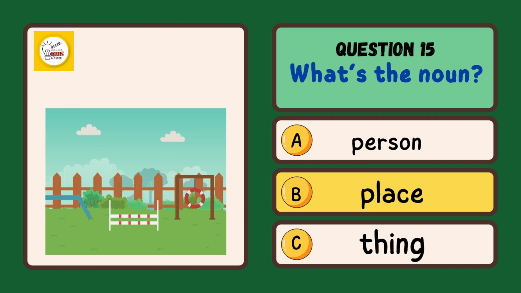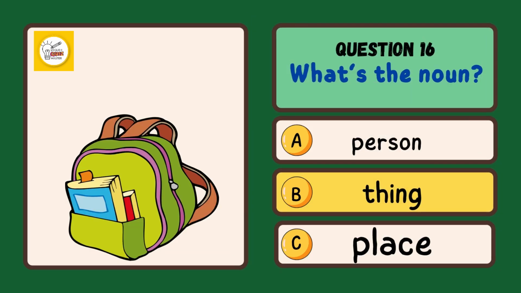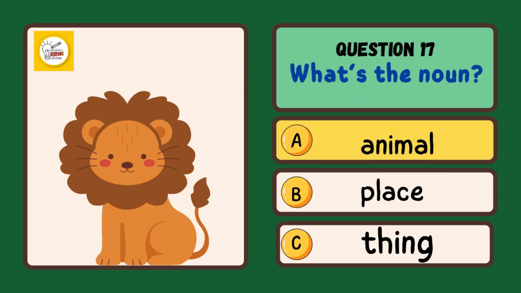Question number 15. The correct answer is B. Place. Question number 16. The correct answer is B. Thing. Question number 17. The correct answer is A. Animal.